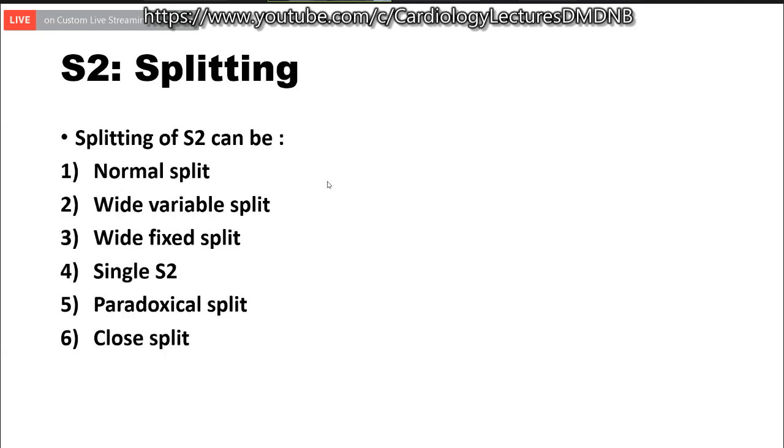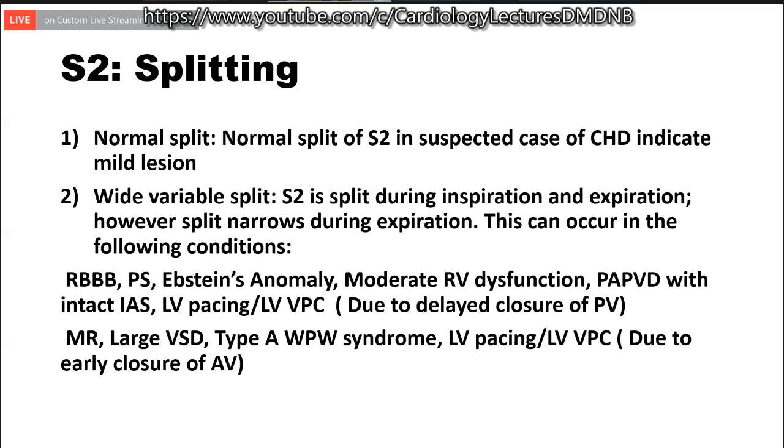Okay, splitting of the second heart sound. Splitting of the second heart sound is the most important thing that you have to make out when you're auscultating for the second heart sound. It can be normal split, wide variable split, wide fixed split, single S2, paradoxical split, and closed split. Now let's look at one after another. Normal split we have already explained.